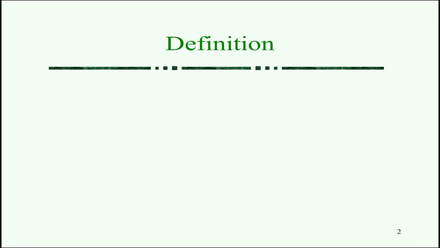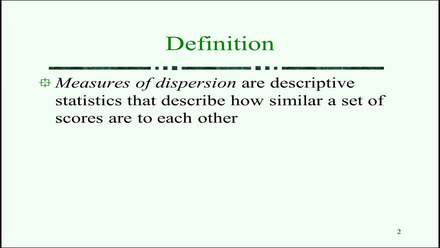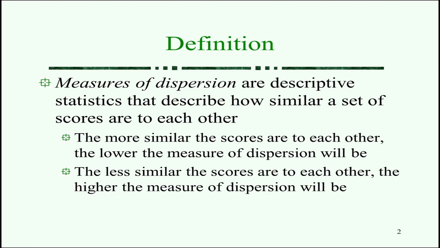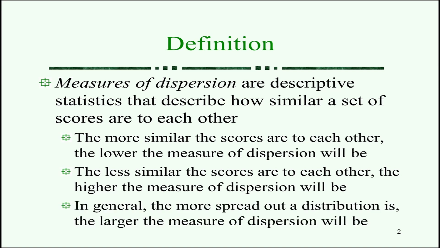First we are going to see the definition. Measures of dispersion are descriptive statistics that describe how similar a set of scores are to each other. The more similar the scores are to each other, the lower the measure of dispersion will be. The less similar the scores are to each other, the higher the measure of dispersion will be. In general, the more spread out a distribution is, the larger the measure of dispersion will be.